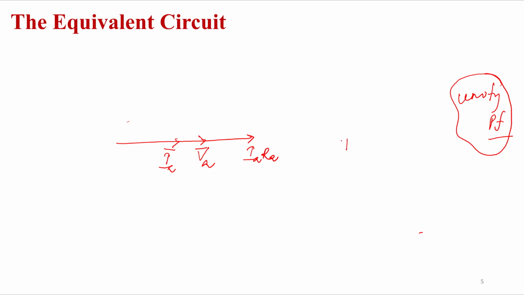Now I need to add J IA XA. Okay. So which direction will it be? Will it be lagging or leading? Lagging with respect to which? To VA. That means it will be here. Is it leading or lagging?